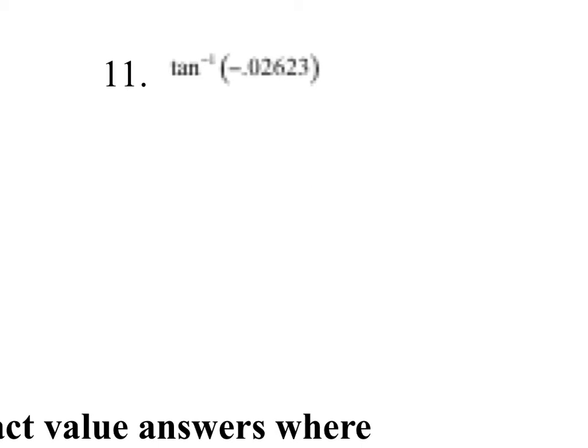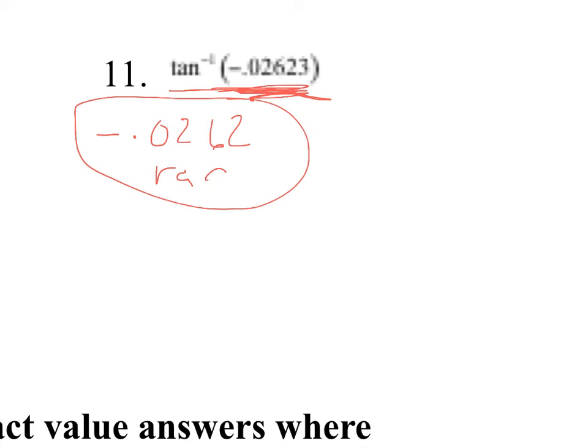So for inverse tan, we're trying to see the angle where we have this decimal value. So we're going to put in radians. If we hit that in our calculator in radians, we have negative 0.0262. I'll stop there. That's in radians. If we have our mode in degrees, we would get about negative 1.5 degrees.